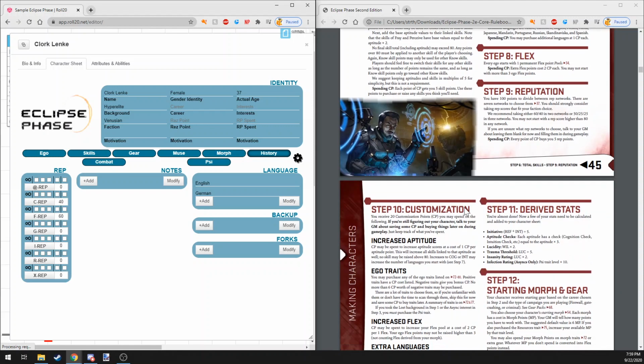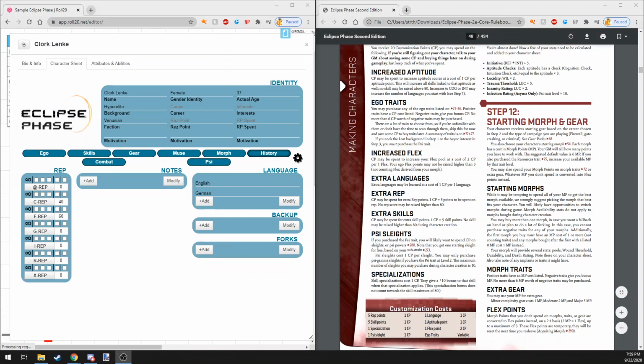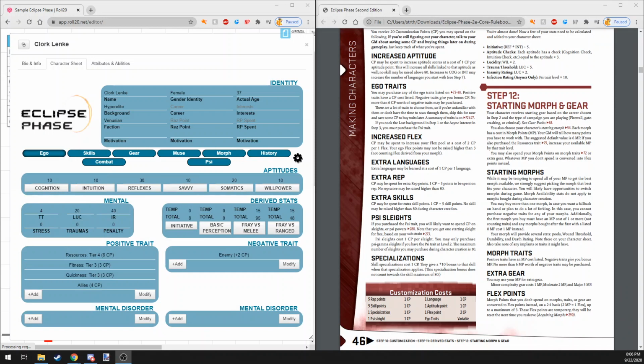All right, after reputation, now it's time for the fun part, customization. You have 20 customization points to spend, so I'm going to spend them, and then I will get right back to you. Okay, and so I finished allocating my CP. I mostly used it to purchase different traits, but you can see this table right here as how it breaks down different costs for different things. But I had 20 to spend.